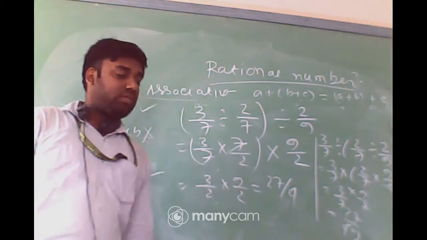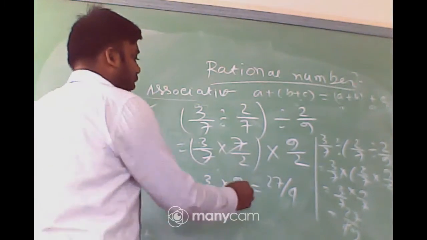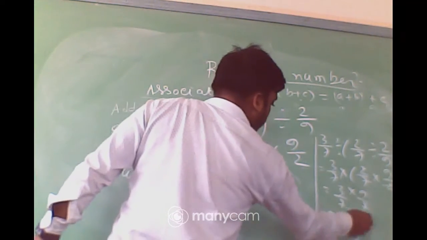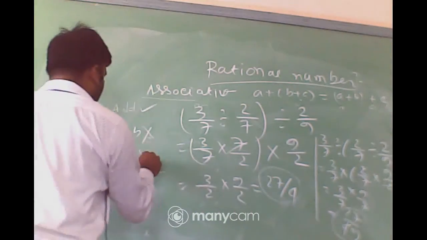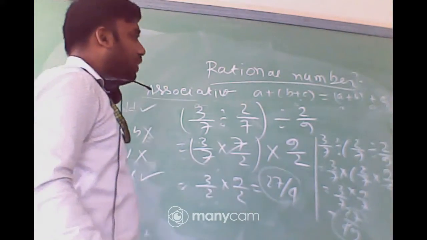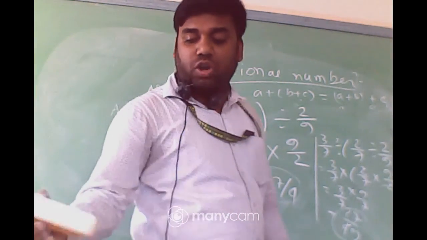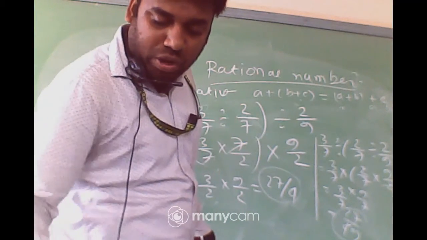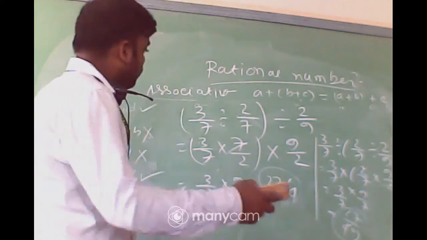(27 by 49). So these two are not equal. These two are not equal. It means division does not follow the associative property. Division does not follow the associative property. Okay, it is clear, students?